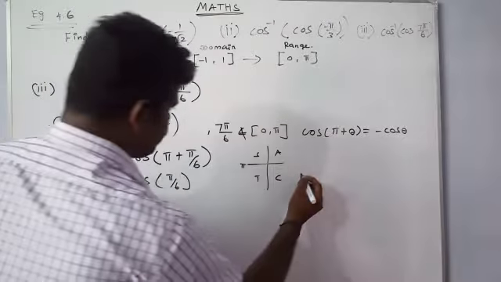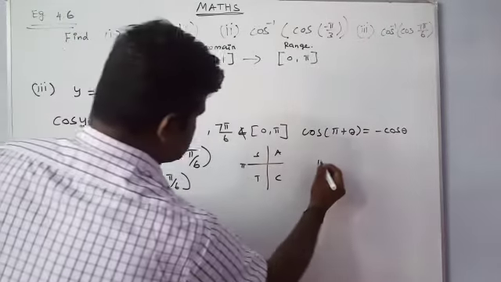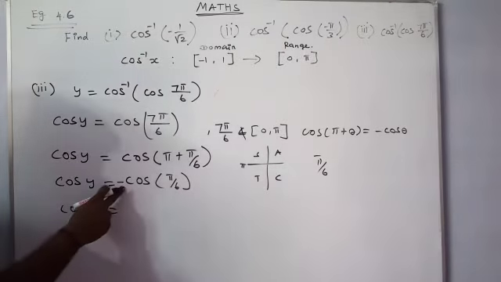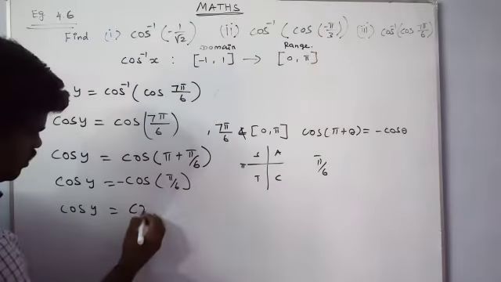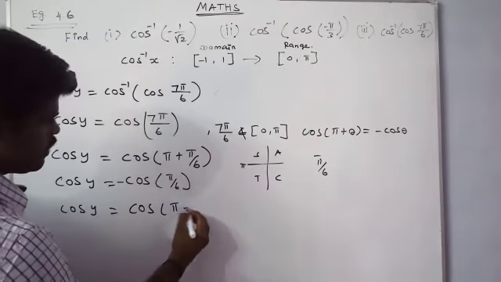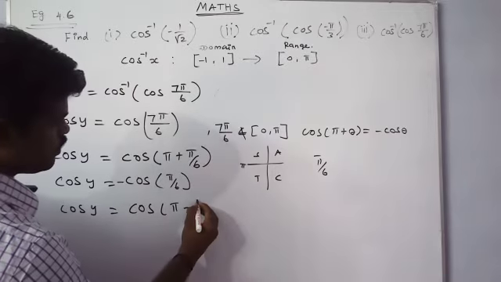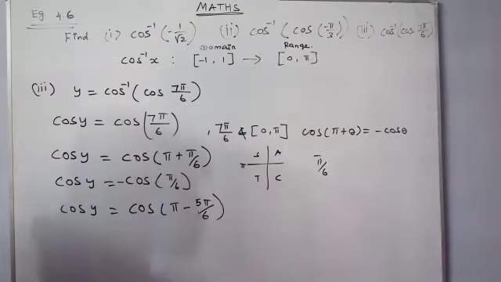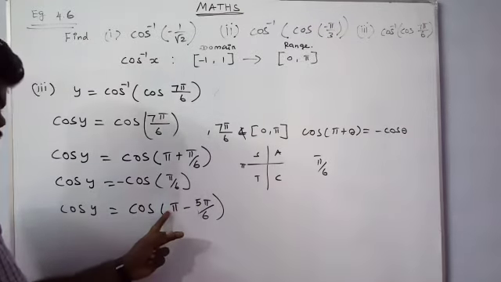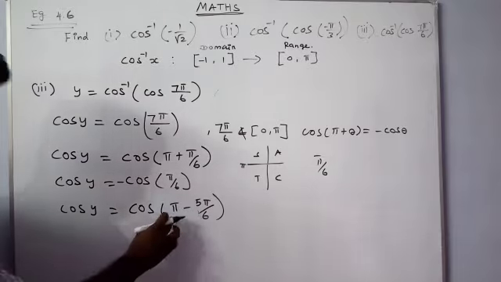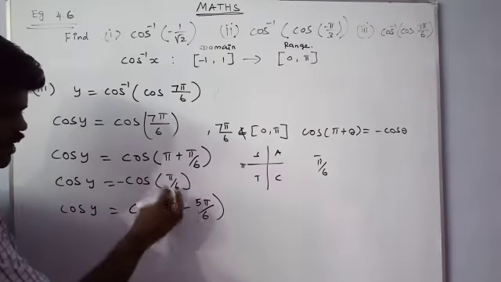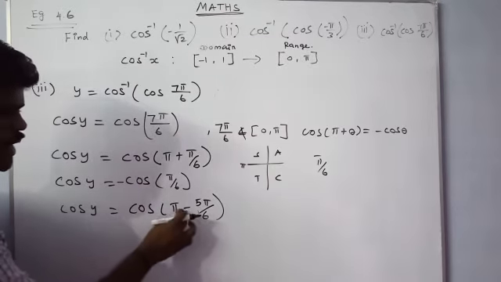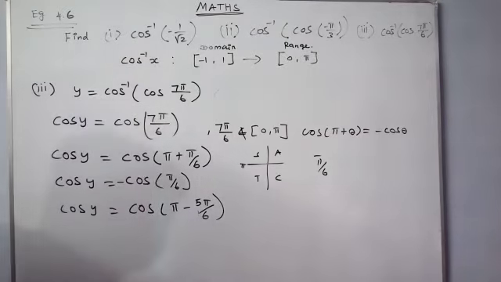And we want to again, pi by 6 is there, but this is minus. So, we don't equate this. And we want to write cos of pi minus 5 pi by 6. We want to write, because 6 pi minus 5 pi, 6 pi minus 5 pi is pi. Pi by 6 is there. We want to simplify this, pi minus 5 pi by 6.